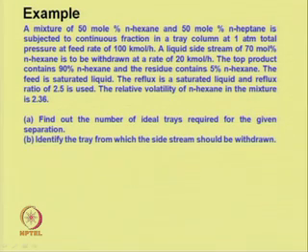The top product contains 90% N-hexane and the residue contains 5% N-hexane. The feed is saturated liquid. The reflux is a saturated liquid and a reflux ratio of 2.5 is used. The relative volatility of N-hexane in the mixture is 2.36. So, find out the number of ideal trays required for the given separation and identify the tray from which the side stream should be withdrawn.